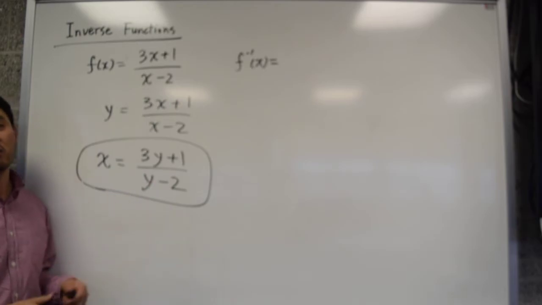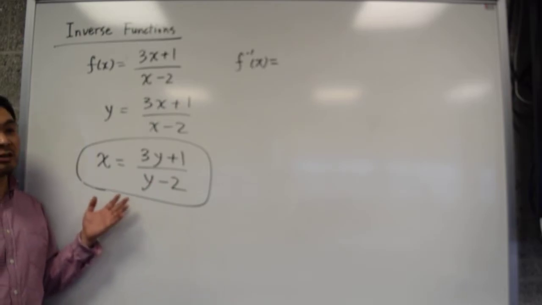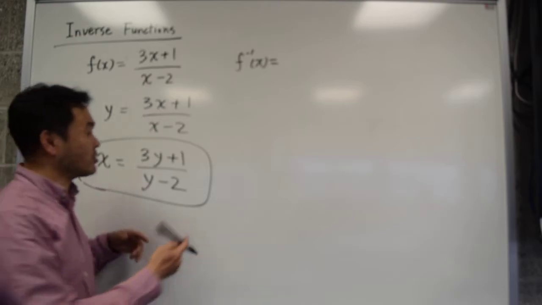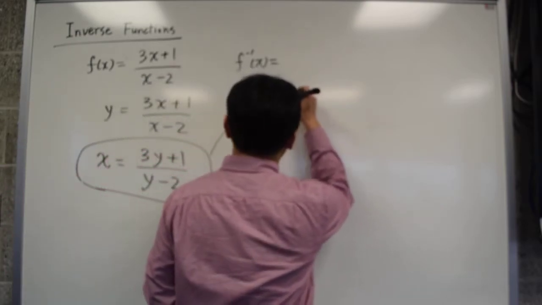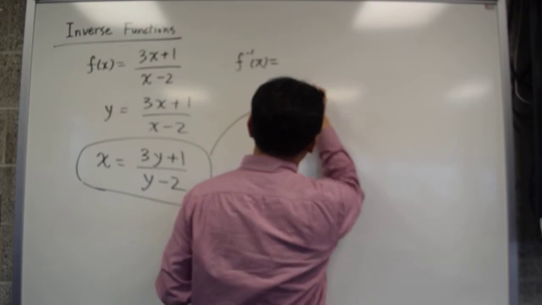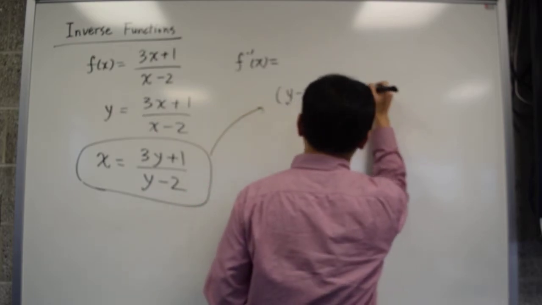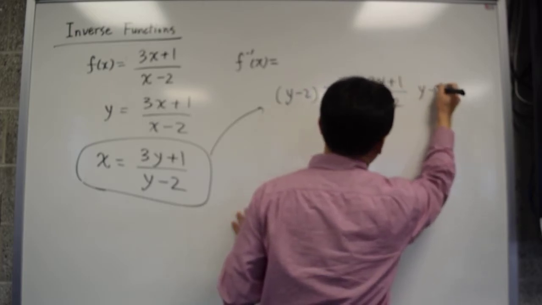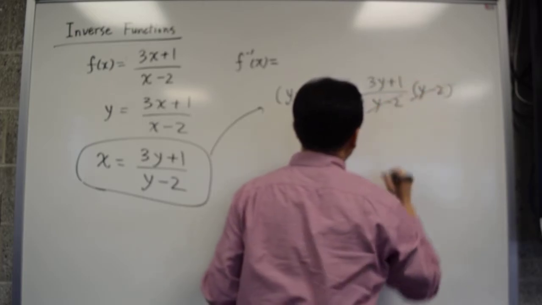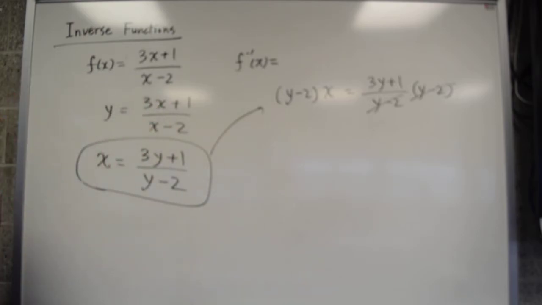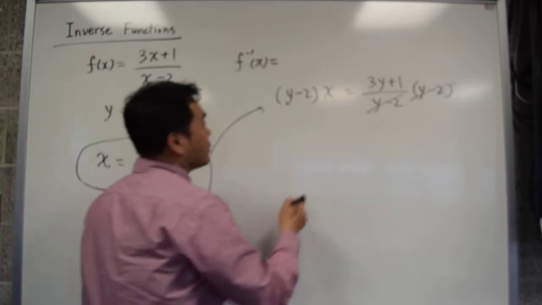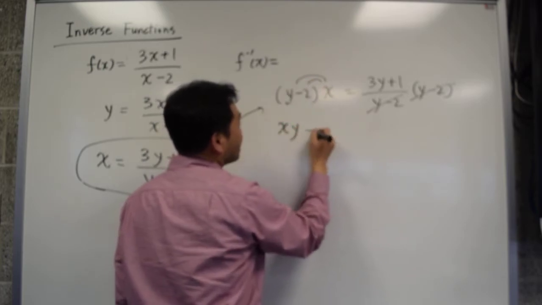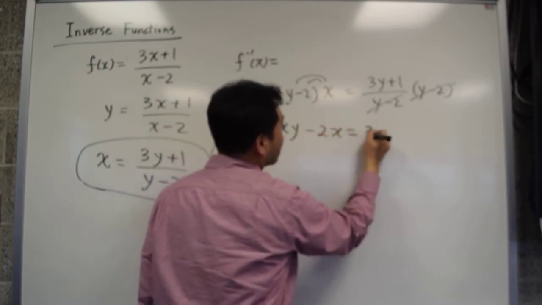Okay? So here you just have to know what to do, and the first step to solve it is multiply by y minus 2 on both sides, and you get y minus 2 times x equals 3y plus 1 over y minus 2 times y minus 2, so that this denominator goes away. Okay? And then you distribute the x, so you get xy minus 2x equals 3y plus 1.